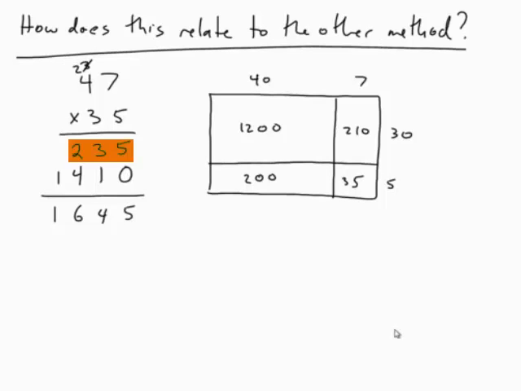Let's see how these values line up with our grid. The number 235 corresponds to the number of total squares in the second row of the grid, 200 plus 35. And the number 1,410 is the number of squares on the top row of the grid, 1,200 plus 210.